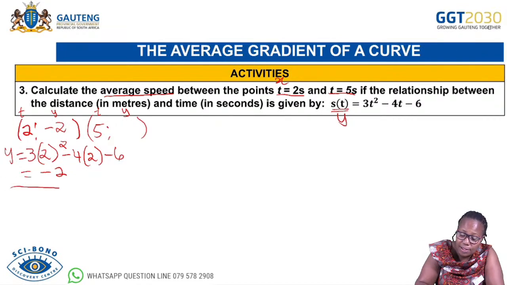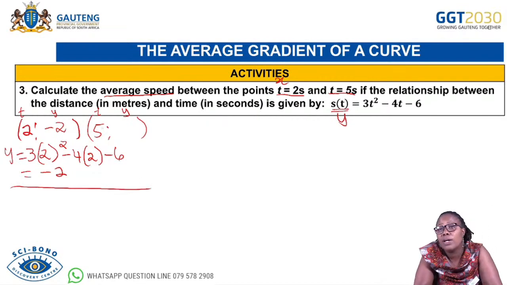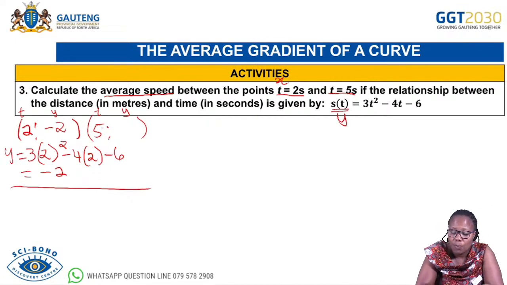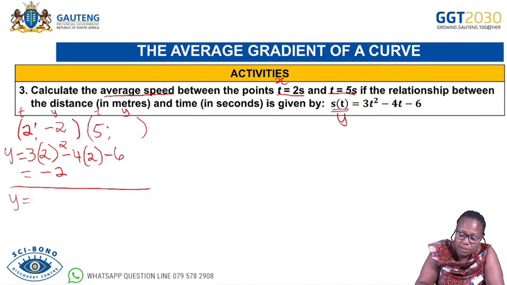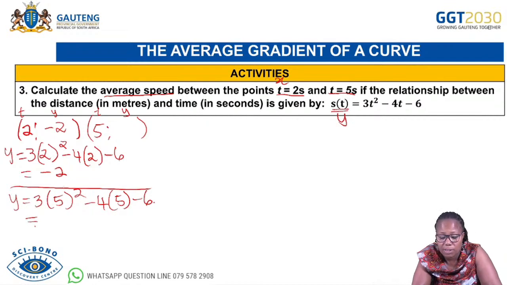And then to find the next coordinating y value with the 5, we are now substituting a 5. That will be 3 into 5, and this is squared minus 4 into 5 minus 6. And then this is basically 5 squared, which is 25, times 3, which is 75, minus 4. But remember, I don't want to scratch your heads looking for the values.